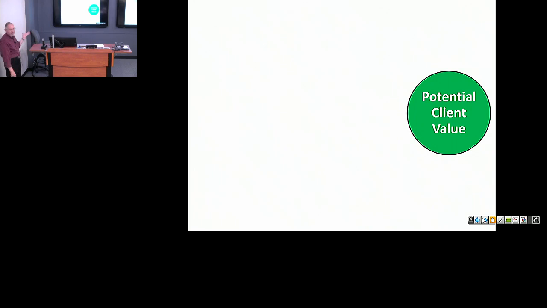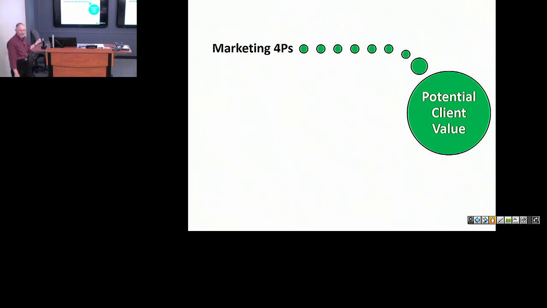And then we had some models for potential client value. Anybody remember what the first one was? Marketing, 4 P's. And the 4 P's were? Product, price, promotion, place. Okay, those are the four. What was the next one? Jobs to be done. And what was the point of jobs to be done? To know why a customer is hiring a particular product or service, right? In other words, why are they hiring this product or service? So that was jobs to be done.